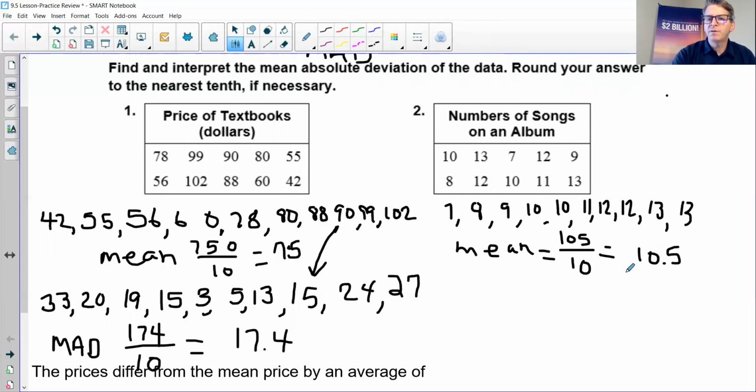Okay, now what I'm going to do is take this 10.5 and find the difference between the number of songs and the mean. So in this case, the first one I got 3.5 songs. Second one I'd have 2.5.